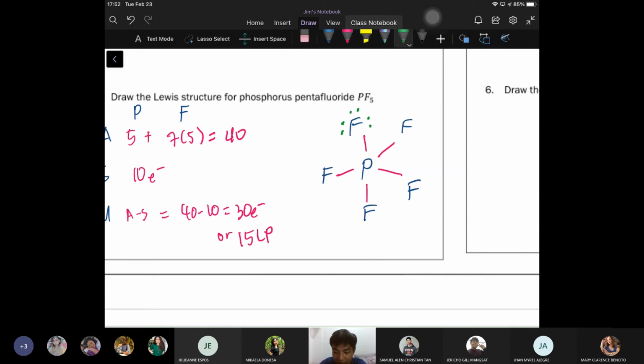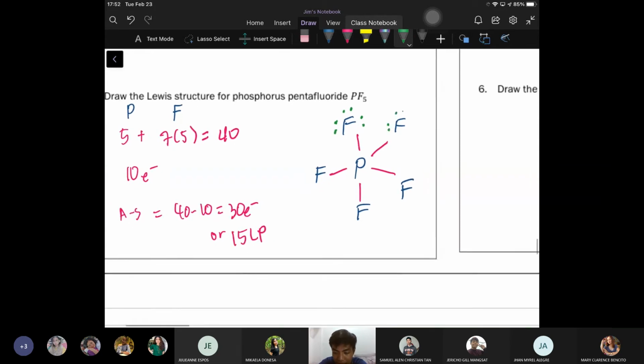So gawin natin yan sa iba pa, kasi pare-parehas lang naman yung fluorine atoms na yan. Bilangin natin kung 15 na ba yung lone pairs na nagamit natin. 1, 2, 3, 4, 5, 6, 7, 8, 9, 10, 11, 12, 13, 14, 15. Okay, so 15 lone pairs ang nagamit natin. So, the structure of PF5 is yan. Phosphorus yan na may 5 fluorine around it. So, para siyang si Patrick Star, wherein yung ends niya ay phosphorus.